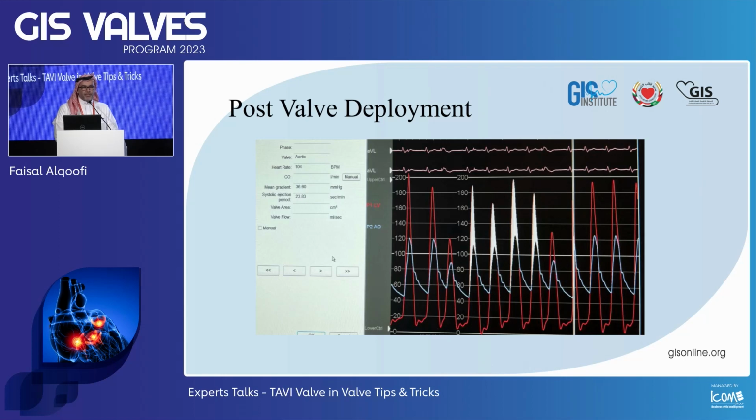This is my gradient. So I'm going to ask Dr. Mohammed, should I leave the cath lab happy or should I do something? The mean gradient is 36. And everybody, please, this is an interactive session. Please grab the mic and ask questions. Yeah, we will see from the audience. Probably you need to post-dilate.